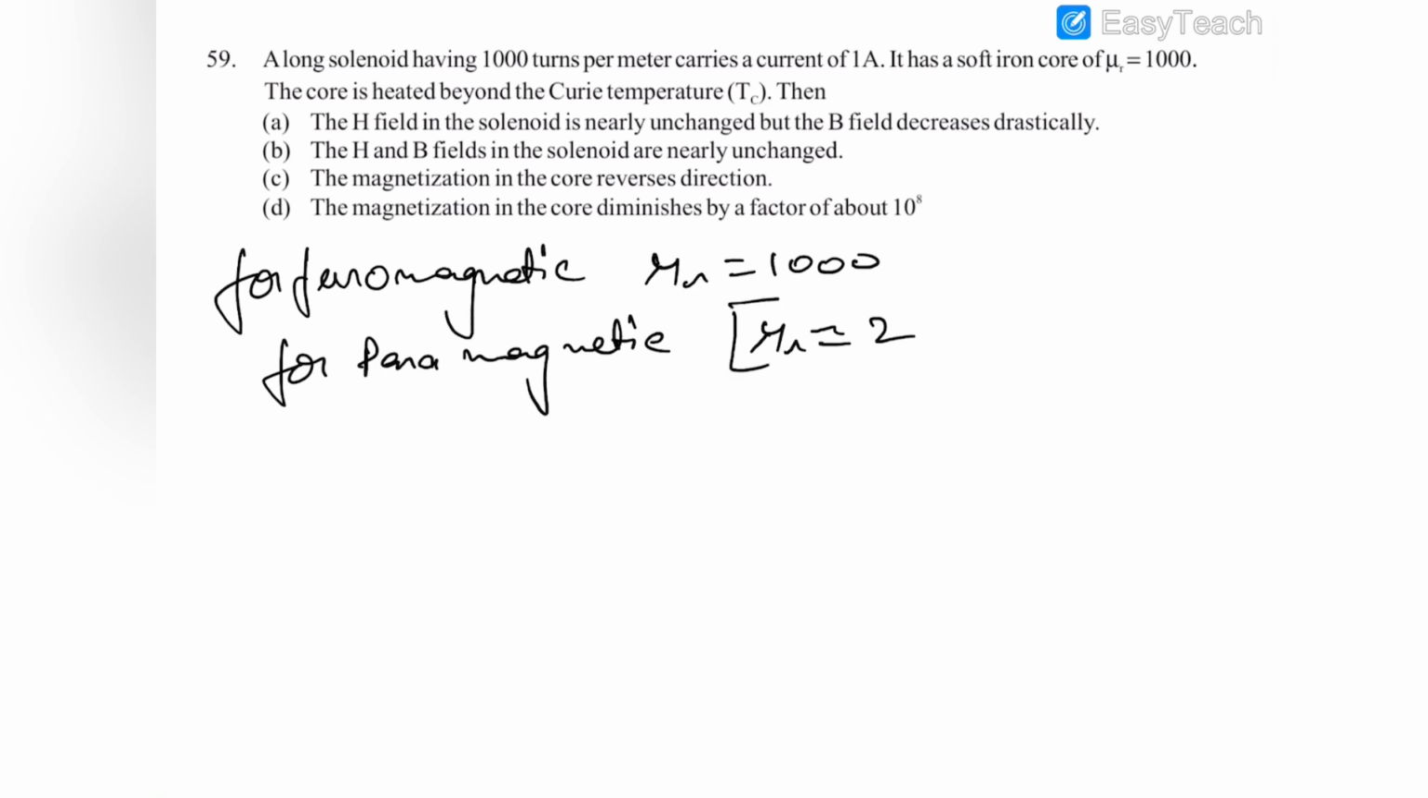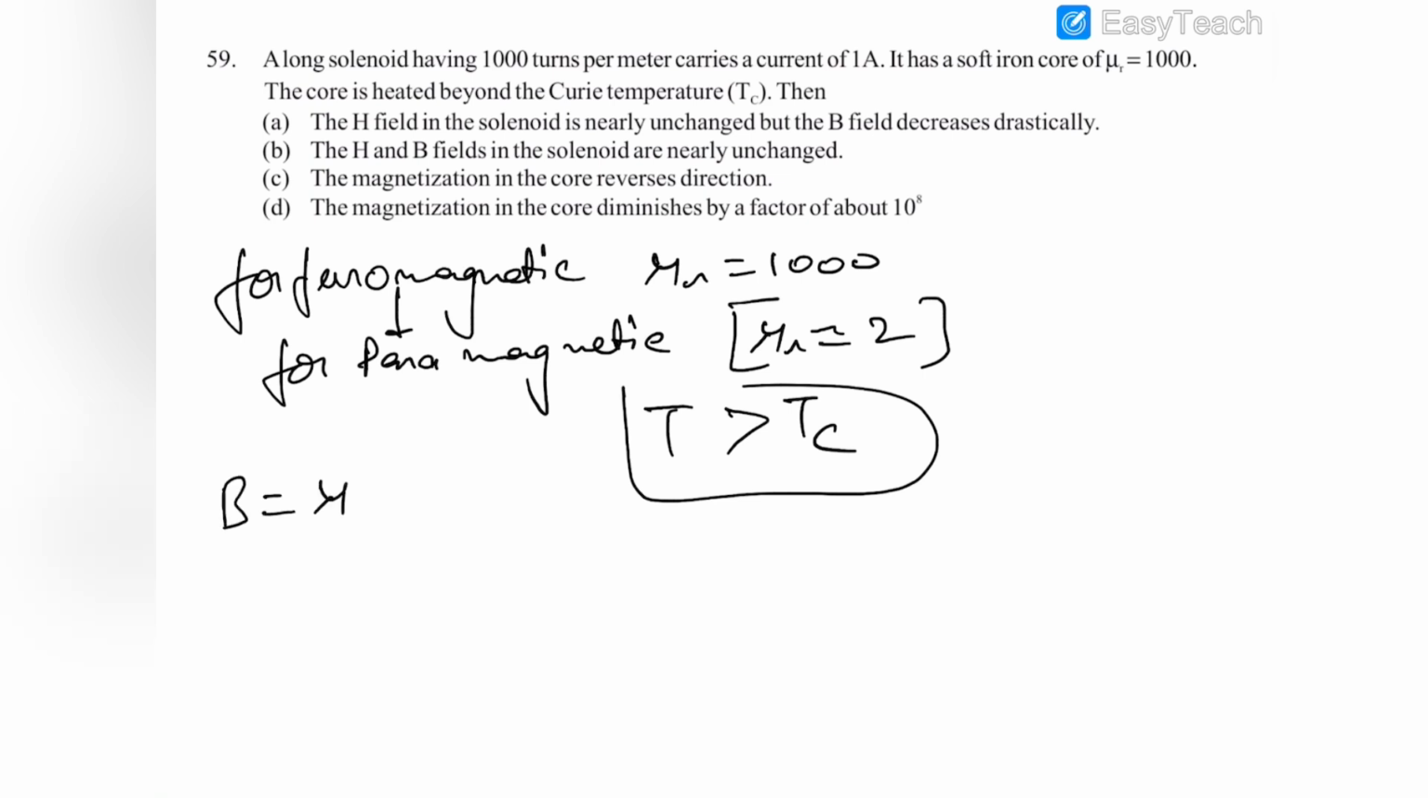Okay, so we see that as soon as it is heated beyond the Curie's temperature, this ferromagnetic material will behave like a paramagnetic, and we know that B is equal to mu naught into mu r into Ni.